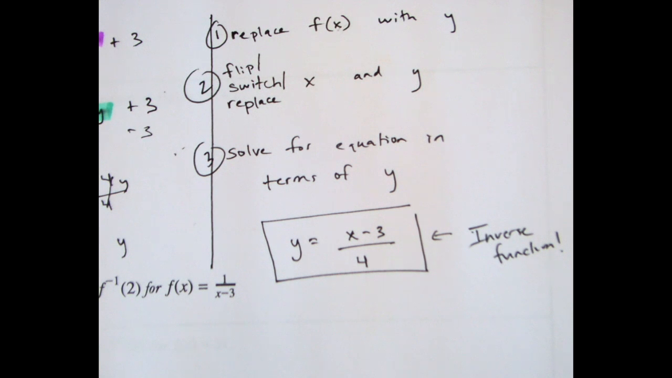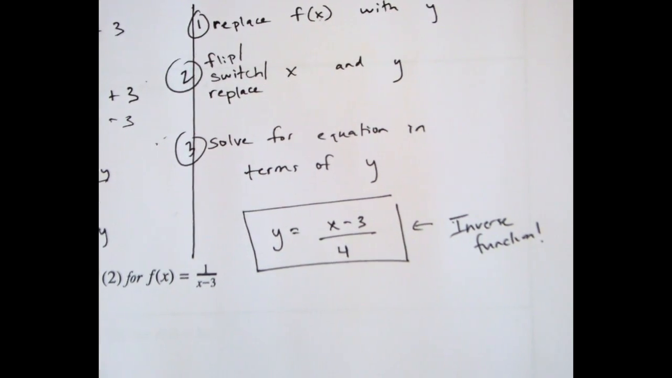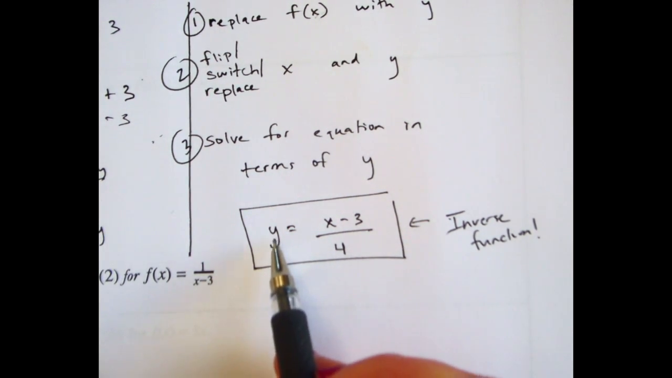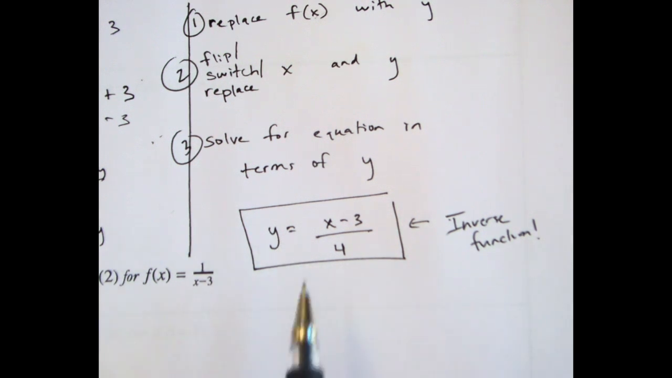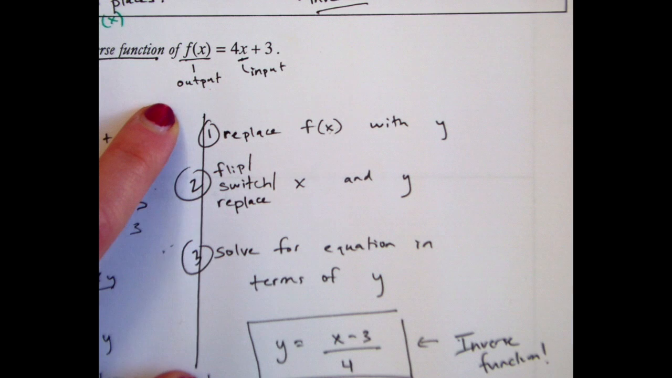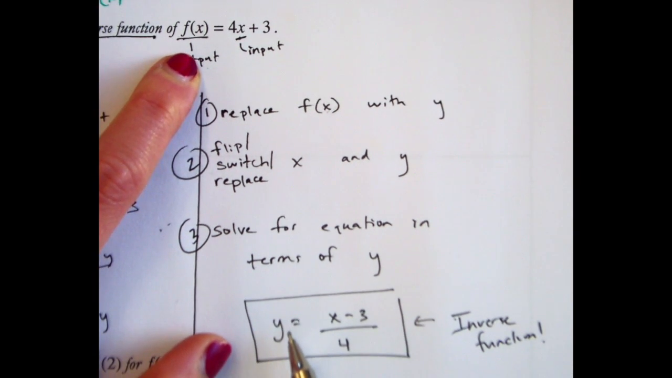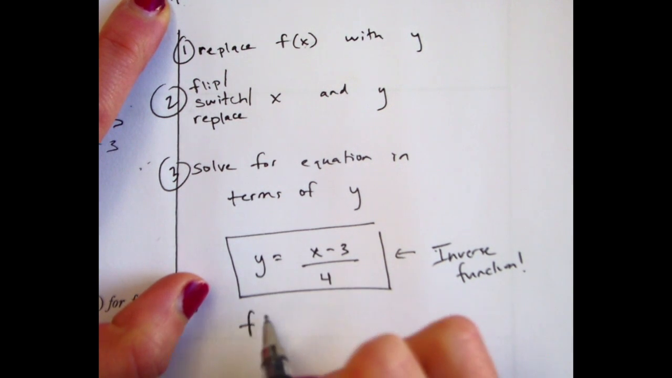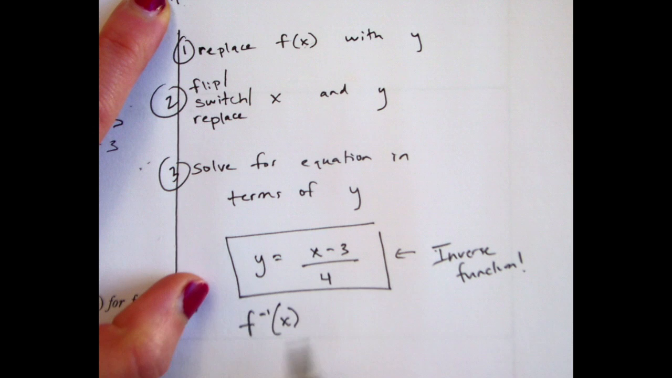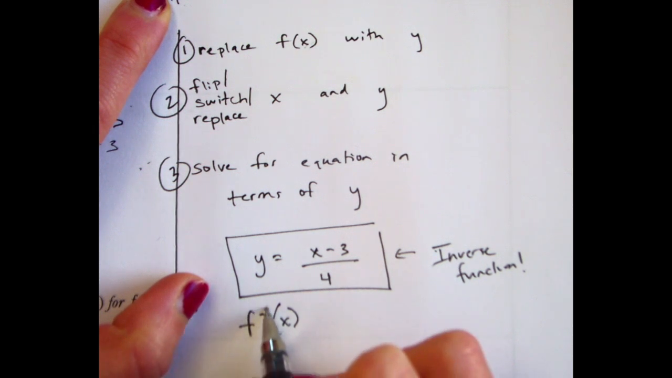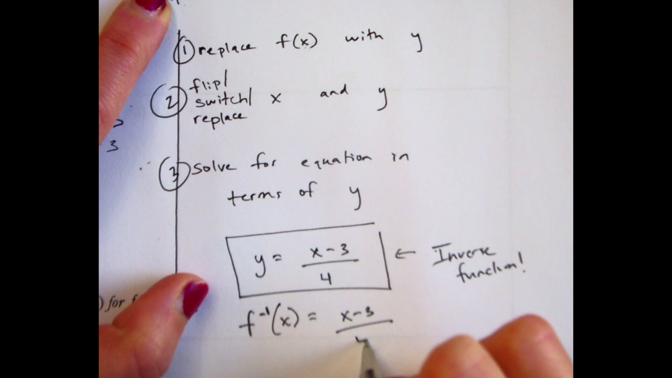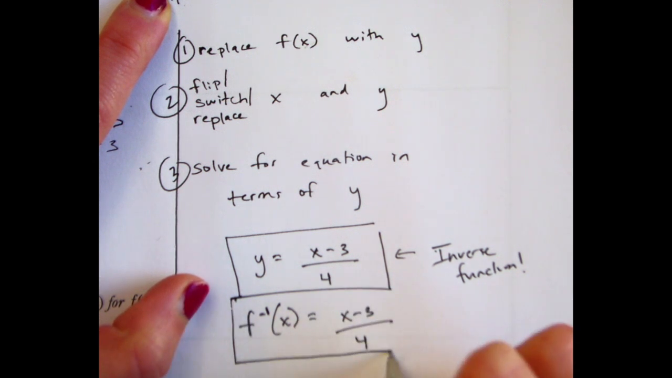All right, the very last thing I might do just to make the next, more complex problems easier is instead of y here, I might go back and replace this y with the f of x. So just like I did at the beginning, I might switch it back. But this time, instead of just writing f of x, I'm going to write the inverse of f of x, using that little -1 here to indicate that it's an inverse function, equals x minus 3 over 4. So these would both be acceptable ways to write the final answer.